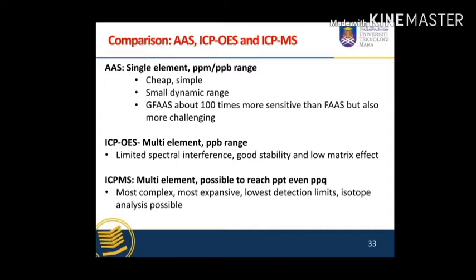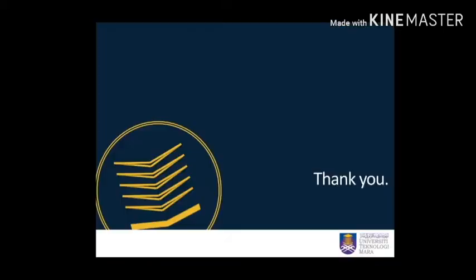With ICP-OES, we can analyze multiple elements simultaneously in the ppb range. Okay, very limited spectral interference, good stability, and low matrix effect. Meanwhile, ICP-MS is also multi-element, possible to reach even the ppt and ppq level. It is very complex and the most expensive, with the lowest detection limit, and isotope analysis is also possible.